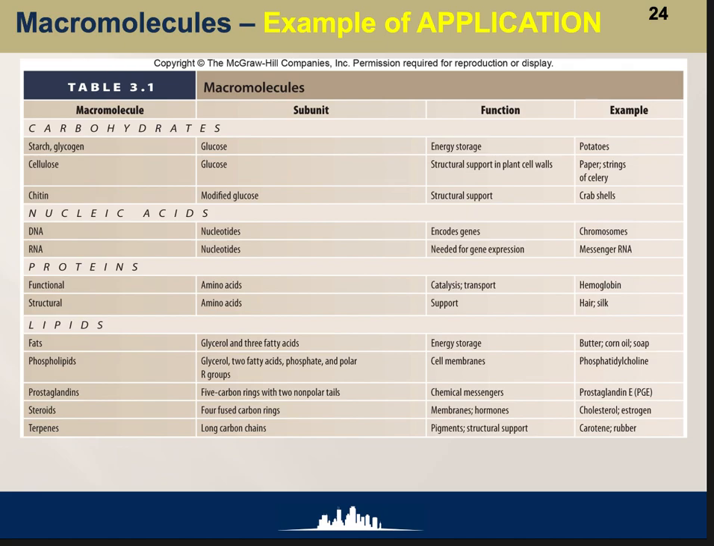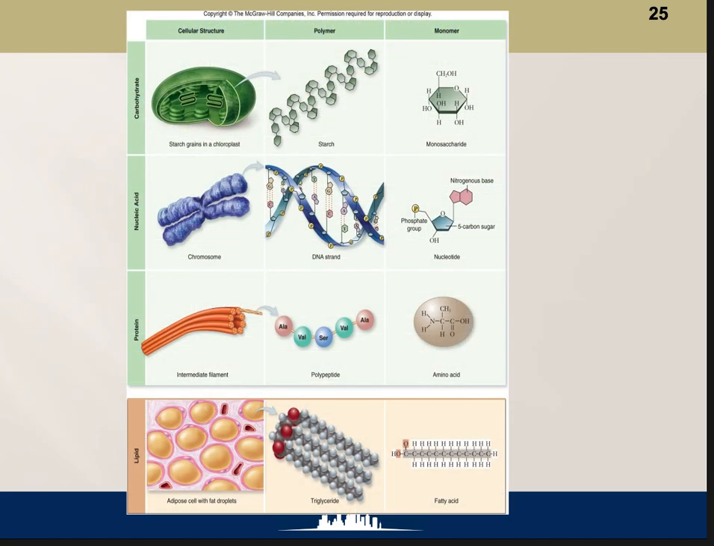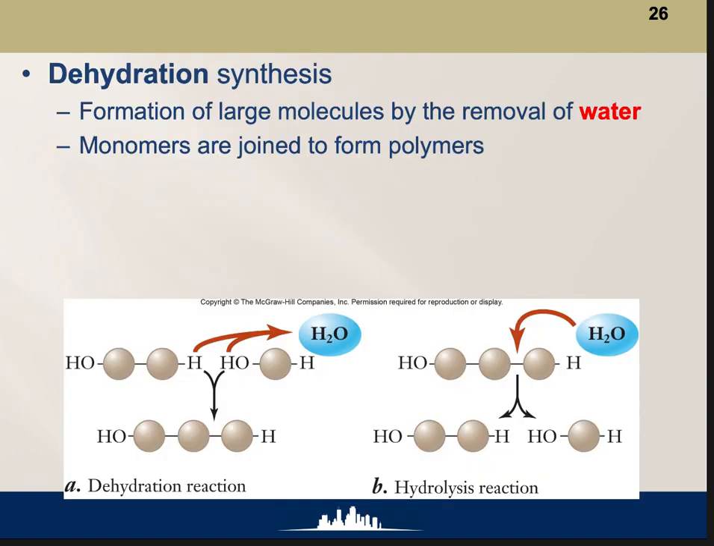And so slide 24, you're going to see that we have different carbohydrates, nucleic acids, proteins, and lipids. And we have a lot of lipids shown in this table. And here is understanding the cellular structure, polymer, and monomer. And first we need to look at the dehydration synthesis.